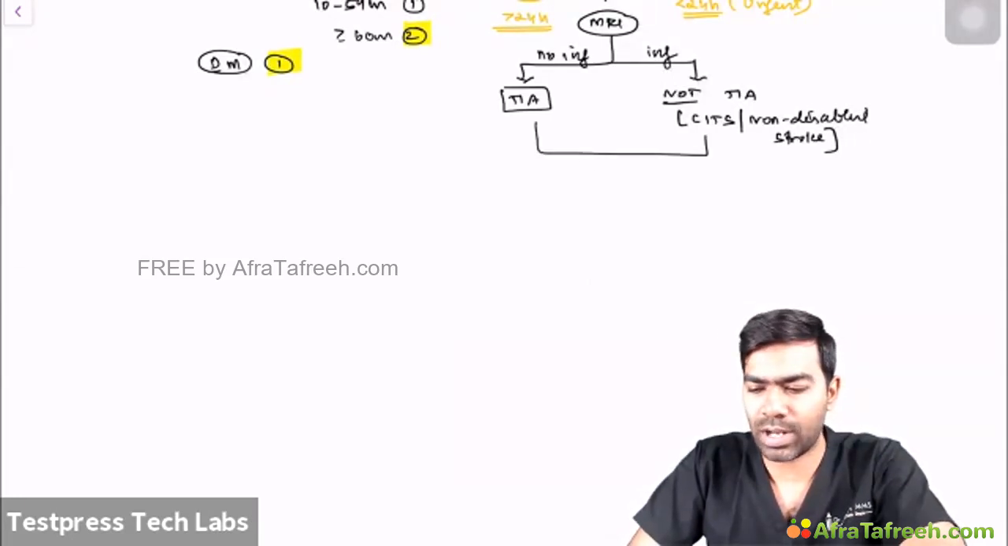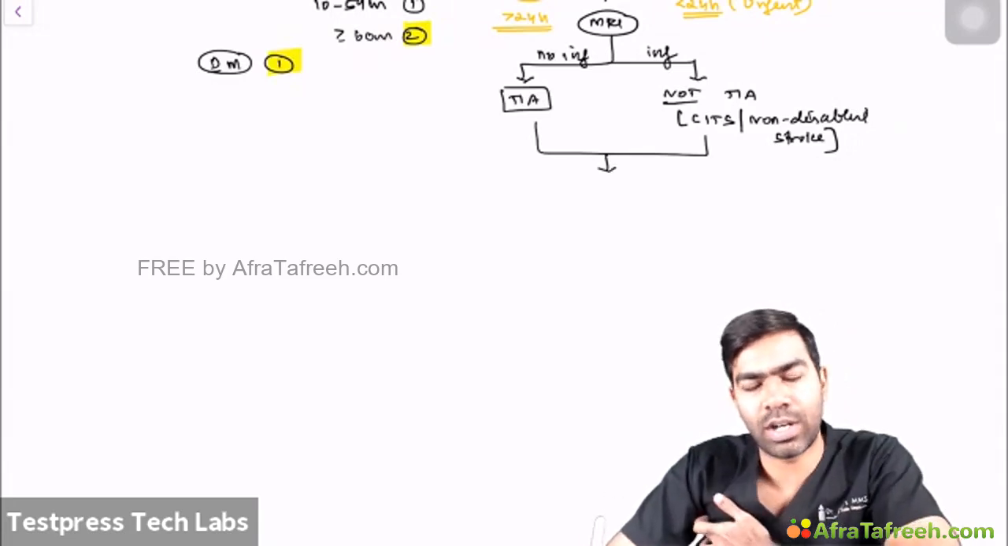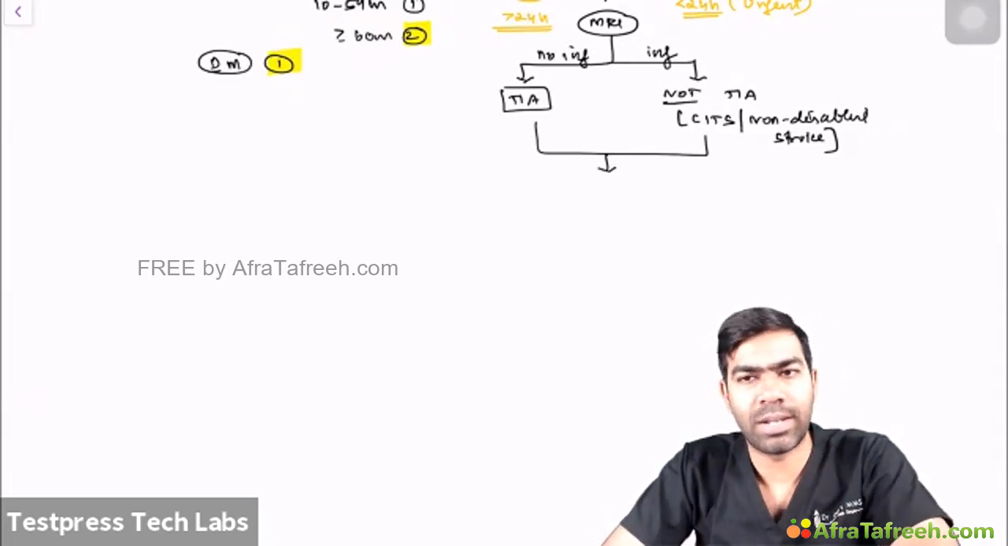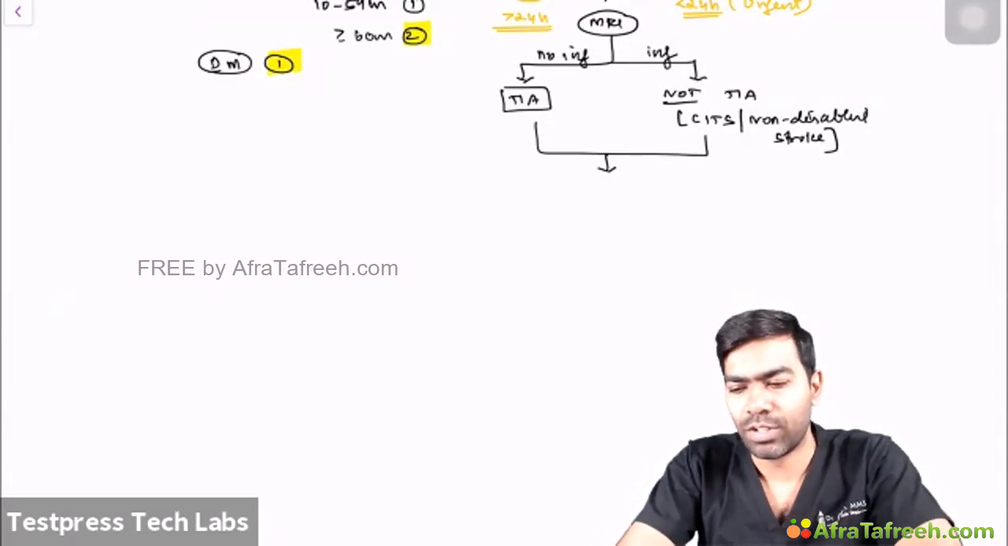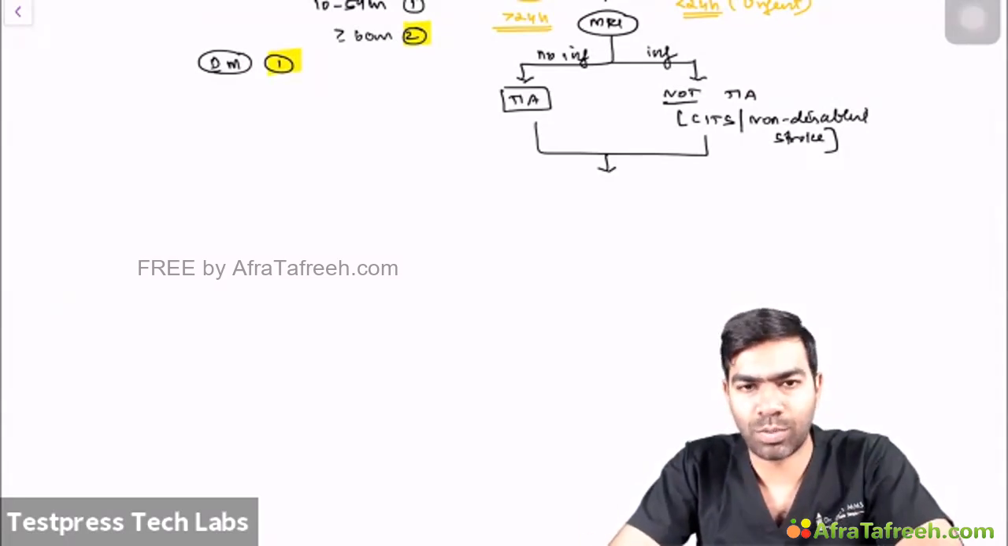I'll tell you why. You might ask me why we are not doing thrombolysis. Because it's a non-disabling stroke, thrombolysis will not have any benefit. I'll come back to that in some time. So this is what we refer to as a non-disabling stroke, and both will be managed in a similar way.